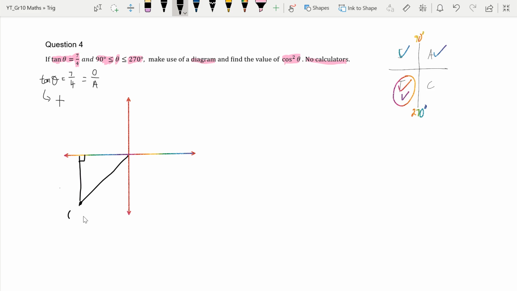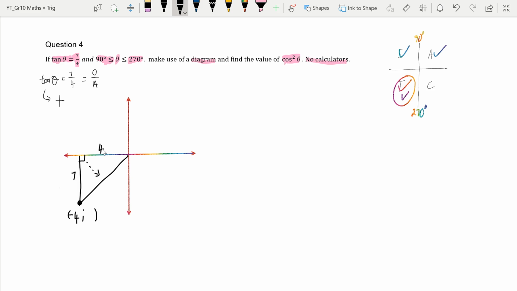There we've got our coordinate. We'll see how much information we've got there. So we've got 7 and 4. So our opposite is 7 and our adjacent is 4. So our hypotenuse or our radius is missing. But now we must just be mindful. Think about the quadrant that we are in. In this quadrant, our x value will be negative. So that point over there will be -4.